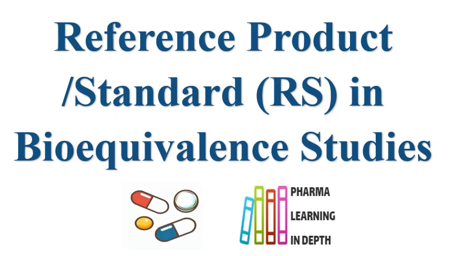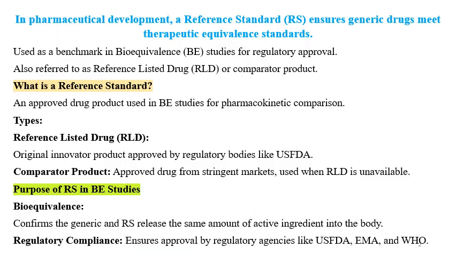Let's start with the video for the reference product for the bioequivalence studies. Reference standards ensure generic drugs meet the therapeutic equivalence standards, and it is used as a benchmark in the BE studies for regulatory approval. Then if the generic formulation shows bioequivalence with the reference product, then the lower strength can get the biowaiver. It is also called as reference listed drug or a comparator product. But for US market, you should refer the terminology reference standard.